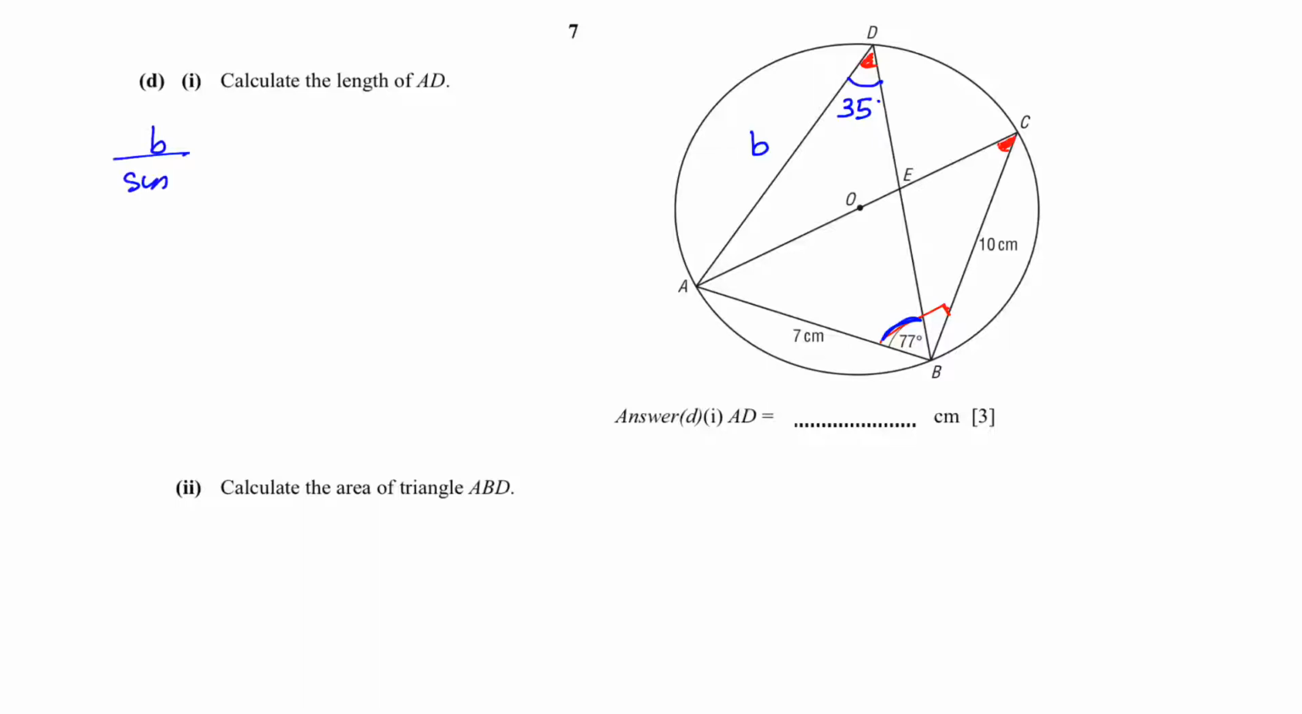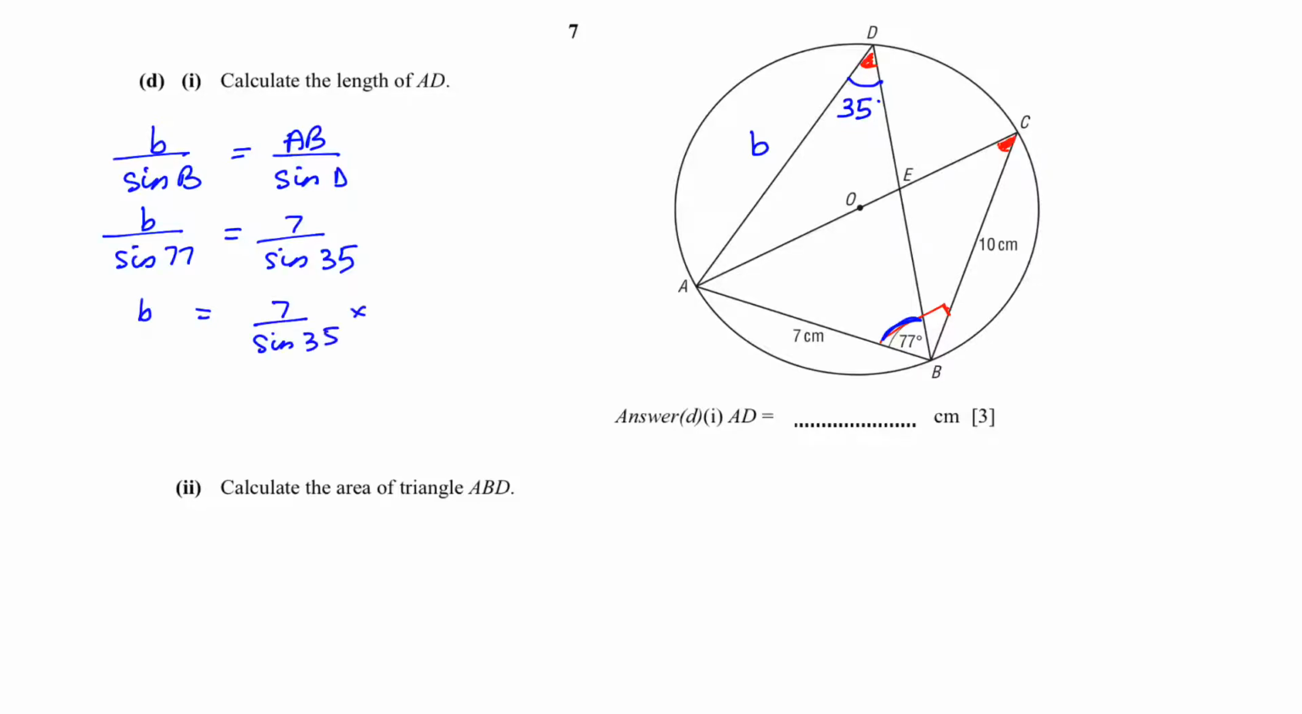B over sine B is equal to AB over sine D. Now we'll substitute the values that we got. Sine B is sine 77. AB is 7 over sine 35. We have to make B the subject. So this sine 77, it's a divide. When I bring it to the other side, it will become a multiply.